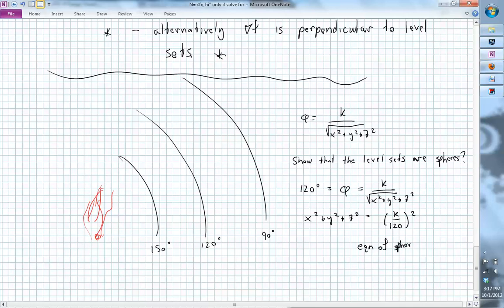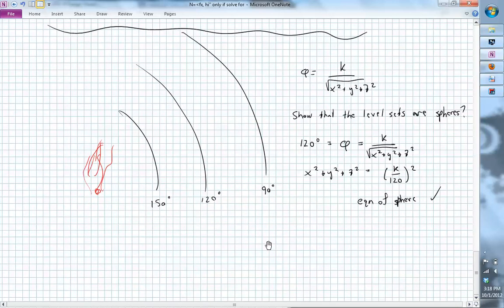Better yet, we now even know what the radius of a particular level set is. The radius is k over 120 in this case, or k over whatever the temperature is that you're interested in. But it's certainly a sphere. So yeah, we can show that these level sets are spheres.